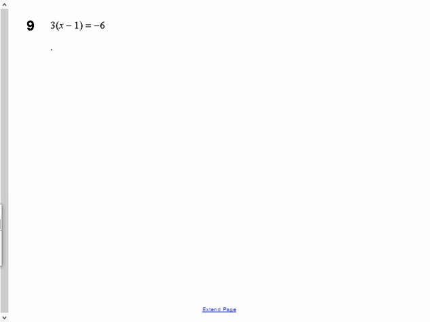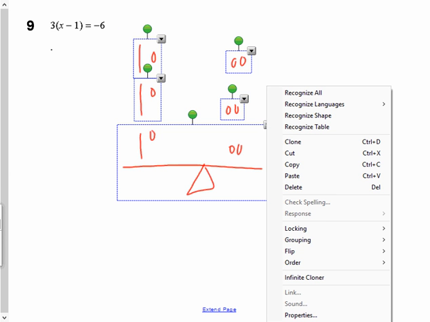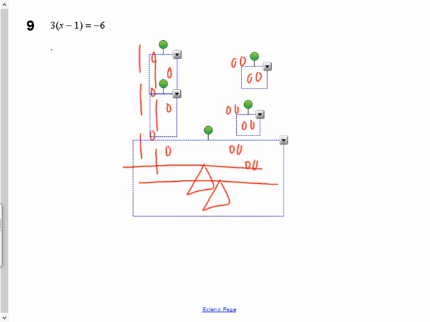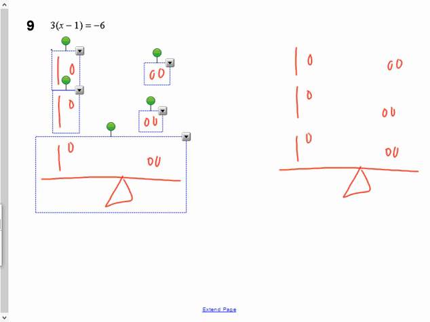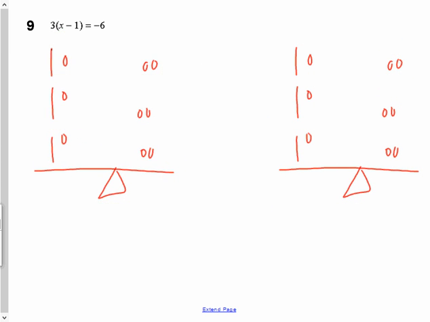In the fourth question, 3 groups of x minus 1 is equal to negative 6. So there's one group of x minus 1. There's a second group, and there's a third group of x minus 1. Equals negative 6. So if I did it like this, this is what the picture would look like from a modeling perspective. Now there are 2 ways to do it. I'm going to show you both ways. So if I take this and clone it, bring it over here, take this one and bring it over here a little bit more, I want you to consider the following.